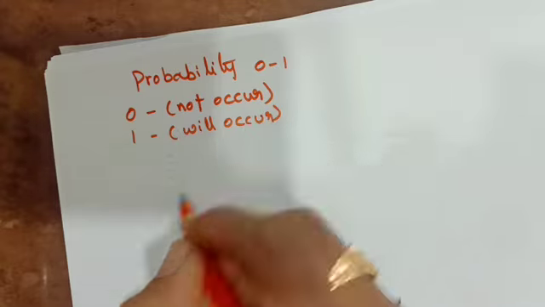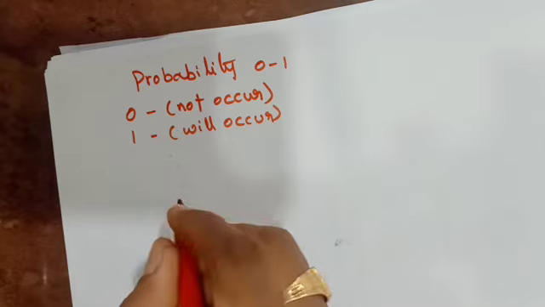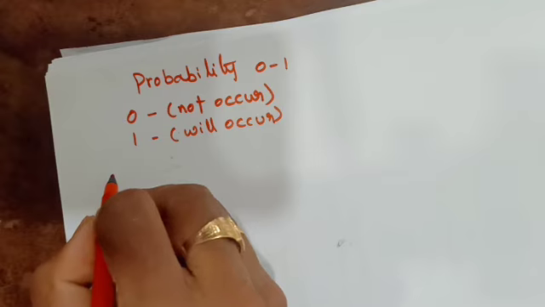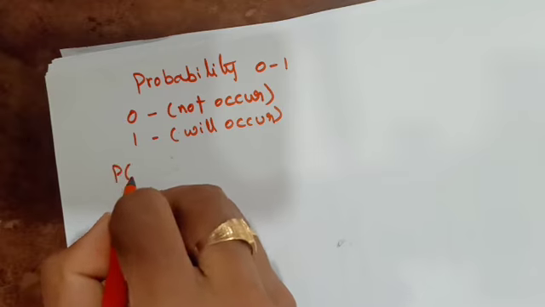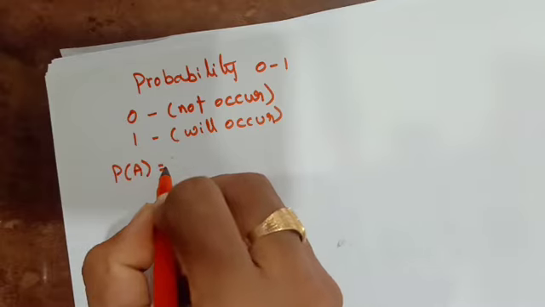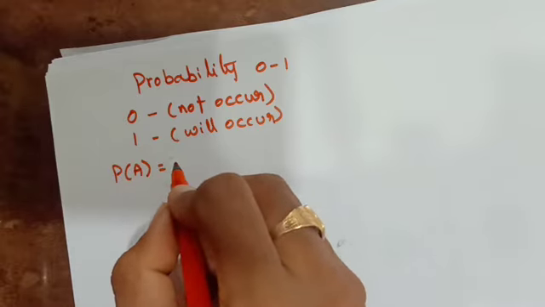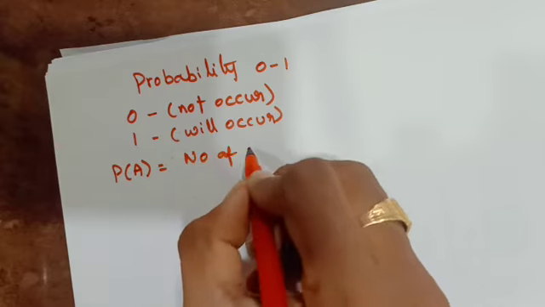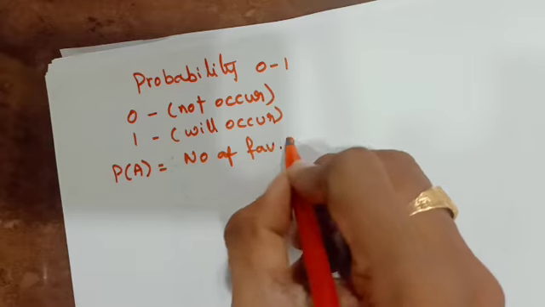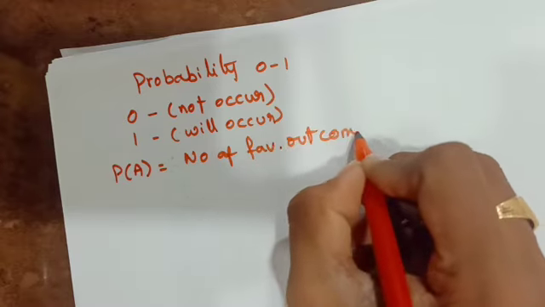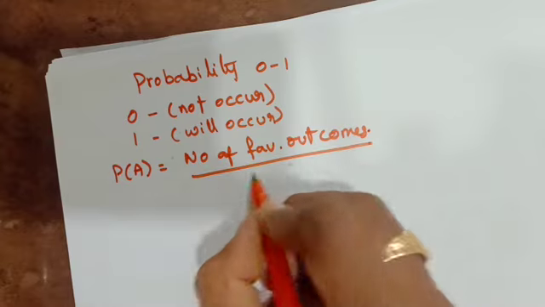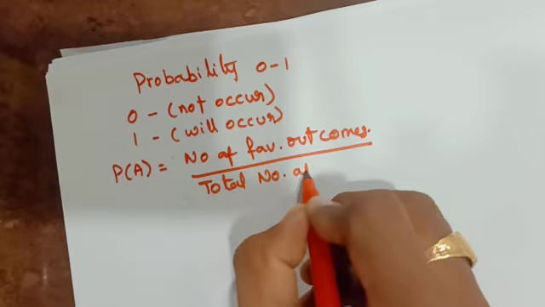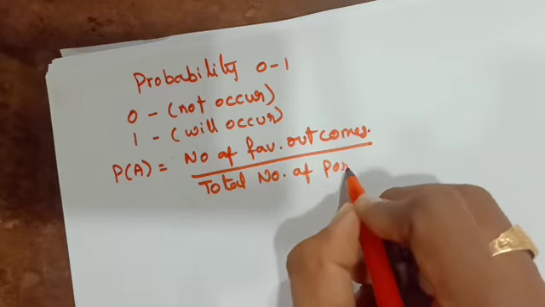So if I want to define the probability, where any probable event, here I am considering the event as A, the probability of event A is the number of favorable outcomes by the total number of possible outcomes.